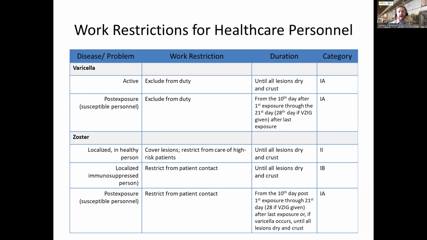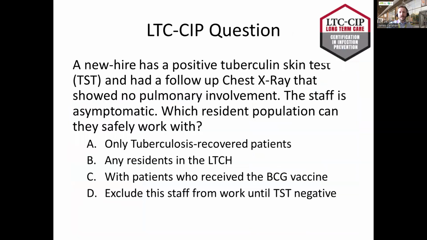And finally, zoster, also known as shingles, has 3 sets of recommendations. These are divided into localized in a healthy person, localized in immunosuppressed persons, and exposed staff members. All right, and here is the second LTC CIP question of the lecture.